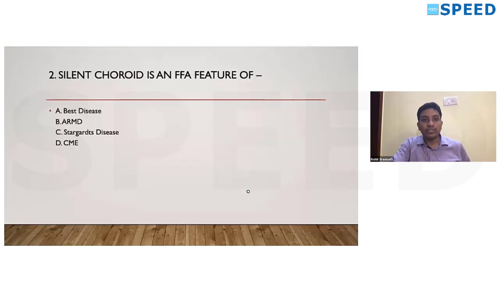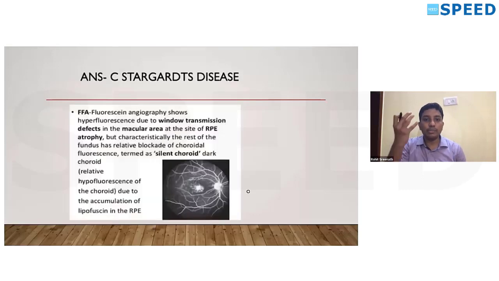Silent choroid is an FFA feature of Stargardt disease. I told you it is because of the hypofluorescent choroid against the backdrop of a hyperfluorescent maculopathy because of the deposition of lipofuscin in the RPE. This is the silent choroid. This is the FFA feature of a silent choroid which is seen in Stargardt disease.